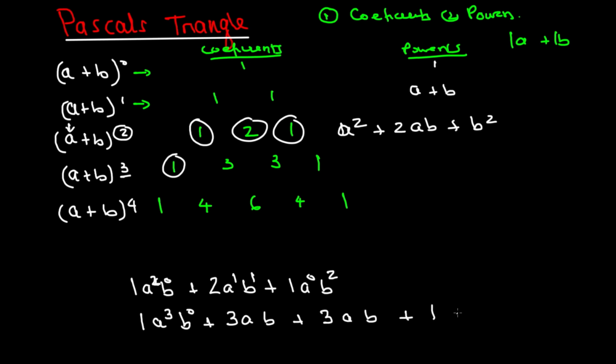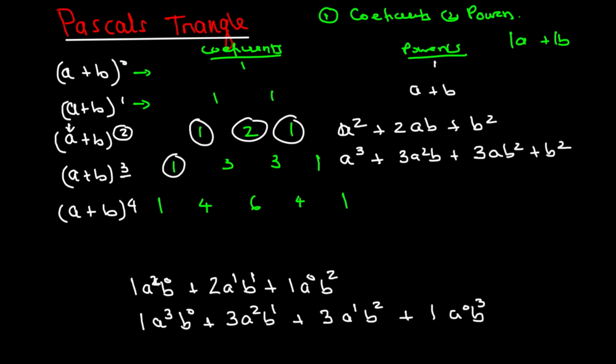Plus 1ab, like that. If you are someone who forgets, then this one will descend. This one becomes 2, that one becomes 1, that one becomes 0. Then ascend this one. This is 0, 1, 2, 3. Then you simplify. Anything powered to 0 becomes 1, and then 1 as the coefficient disappears. So this is 1, which is a cubed, plus 3a squared b, plus 3ab squared, plus b cubed.